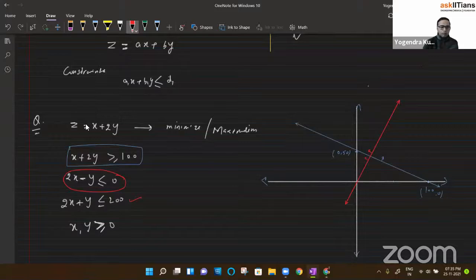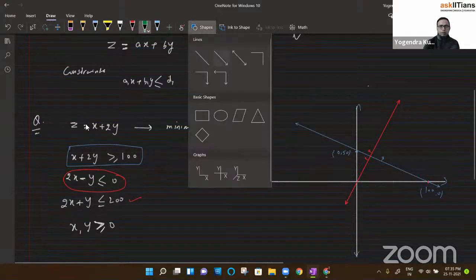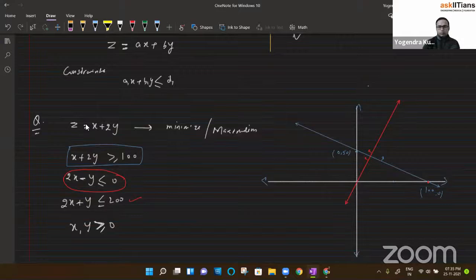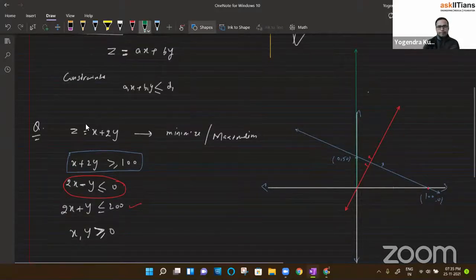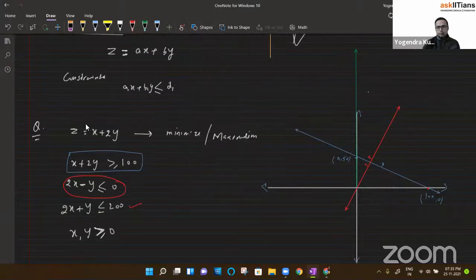Now here, it is 2x plus y. When I put y as 0, x becomes 100, so it is passing through this point only. And then when x is 0, y is 200. So I need to make it a little bit more. Let's say it is this one.